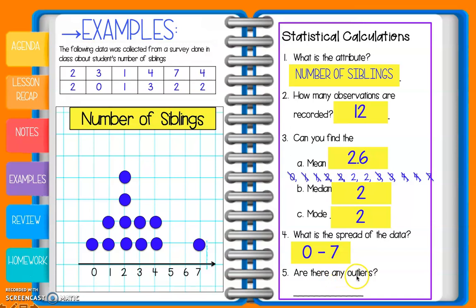Are there any outliers? So when you look at a dot plot, you can tell that something's an outlier because you're going to have a cluster of data. You're going to have a gap, and then one out here all by itself, okay? We see that this one all out here by itself is 7, okay? So our outlier is 7.